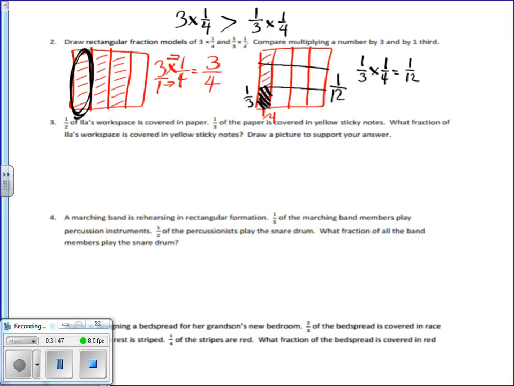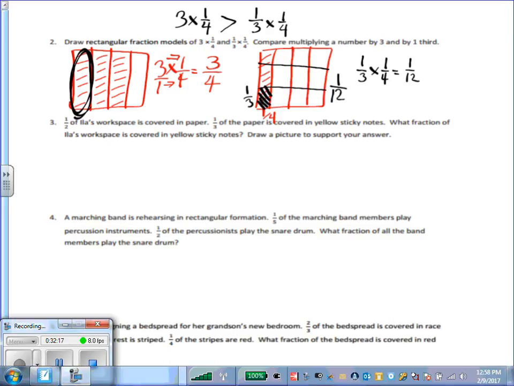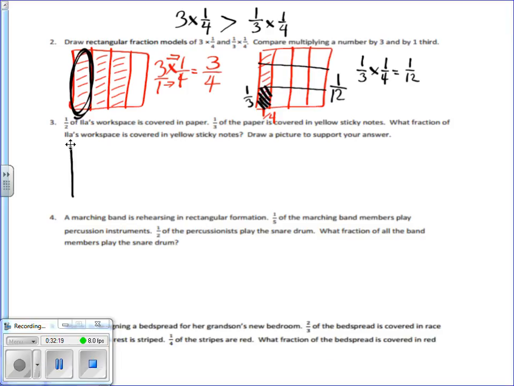1/2 of Ila's workspace is covered in paper. 1/3 of the paper is covered in yellow sticky notes. What fraction of Ila's workspace is covered in yellow sticky notes? Draw a picture to support your answer. Oh, wow. 1/6.